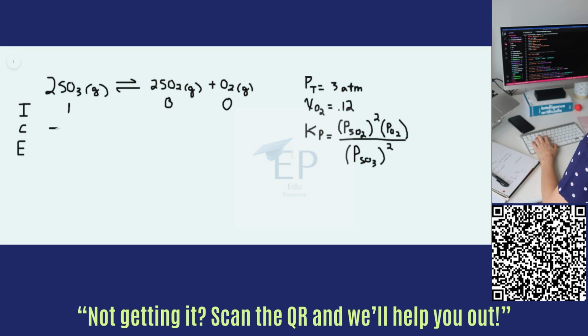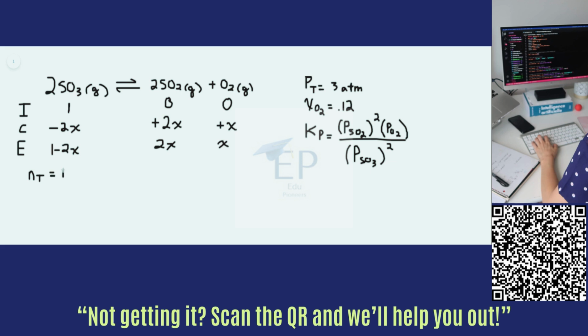We can write the change, minus 2x here because of this 2, plus 2x because of this 2, and then just plus x for O2. And we can write out these equations as so. These are the equations for the equilibrium number of moles of each of these gases. Let's calculate the total number of moles. I'm going to call this NT. Let's get it equal to the sum of these three equations.